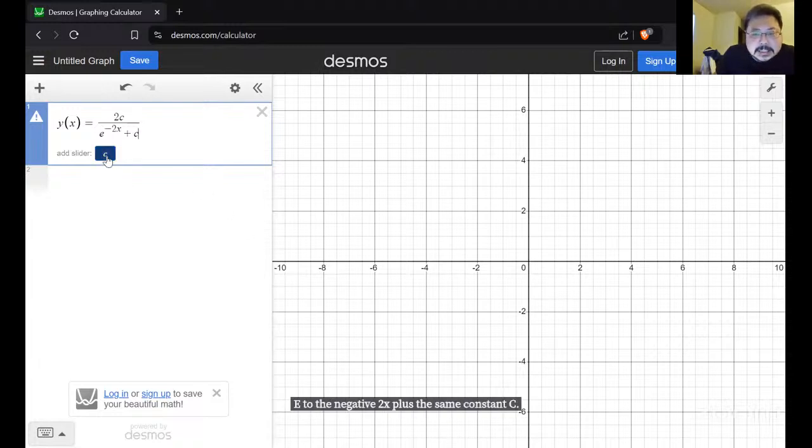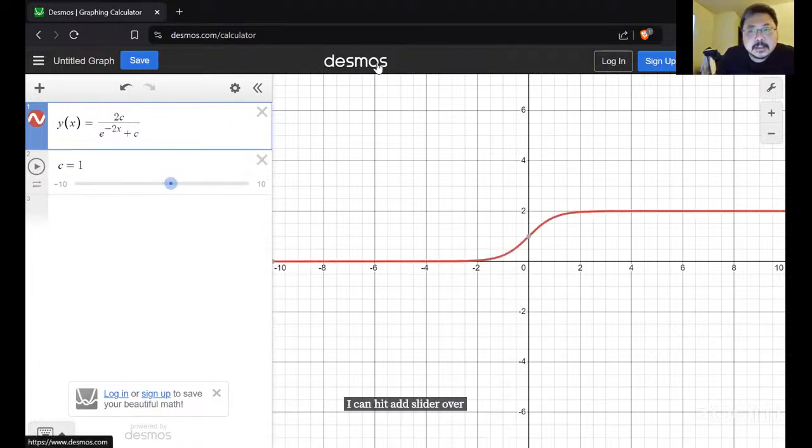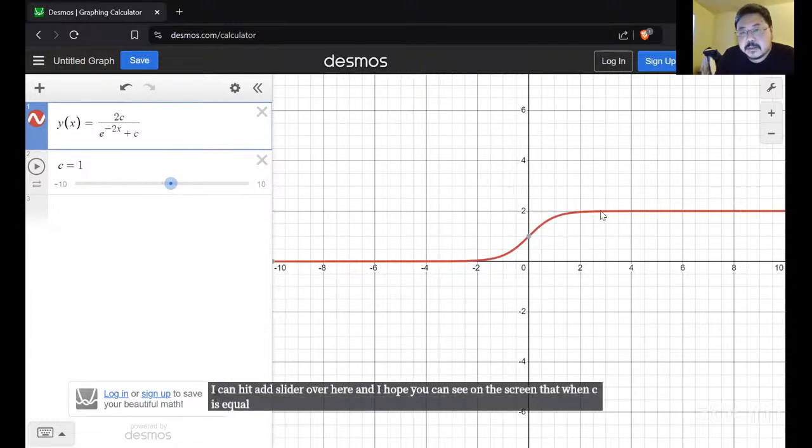I can hit add slider over here, and I hope you can see on the screen that when c is equal to 1, it is this red curve solution. Do we all see that? Yeah?